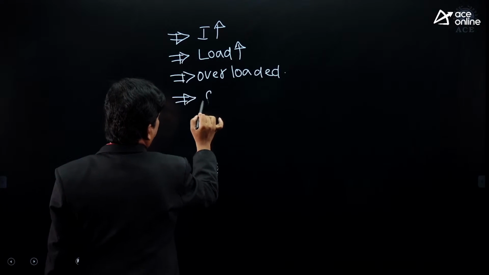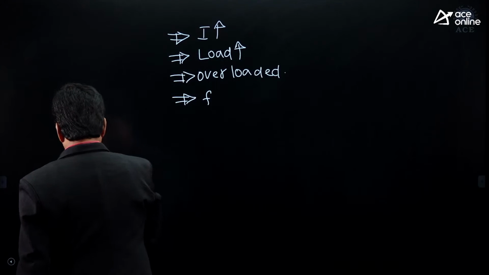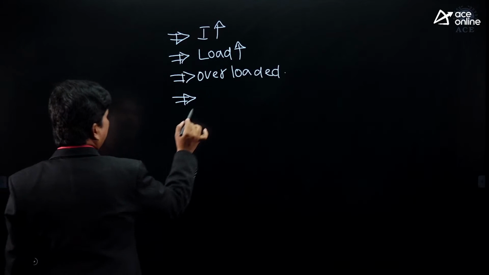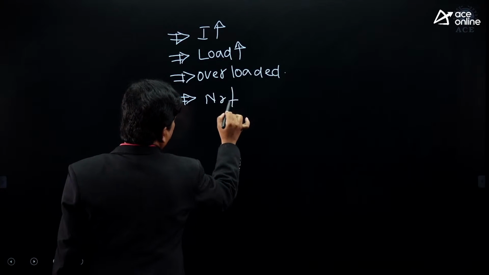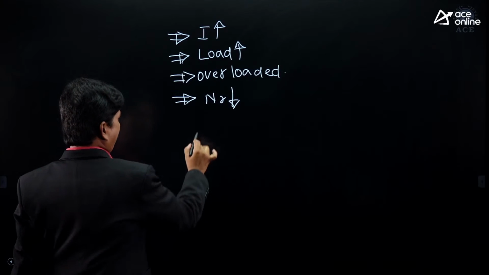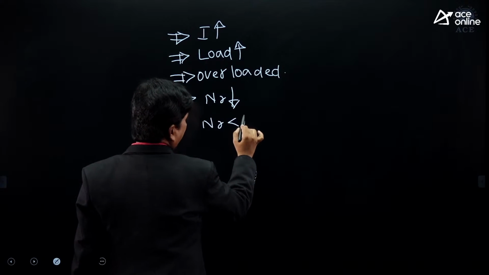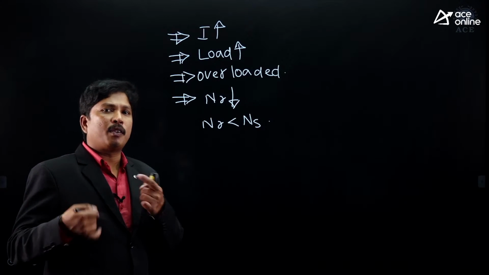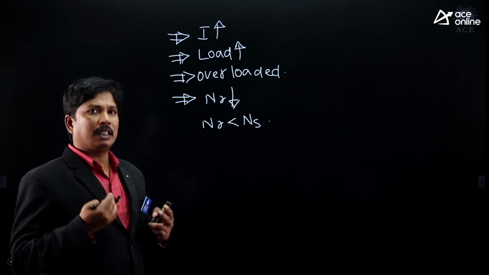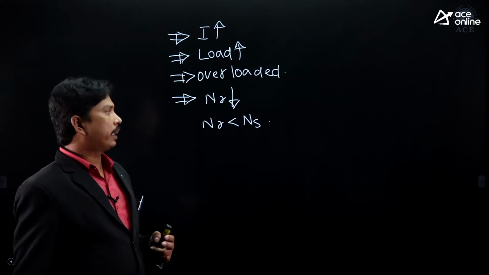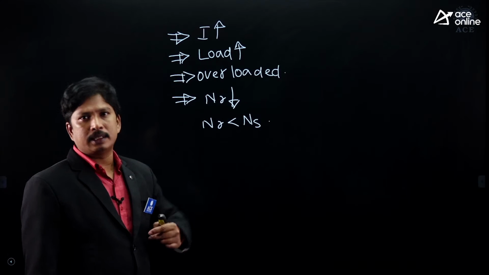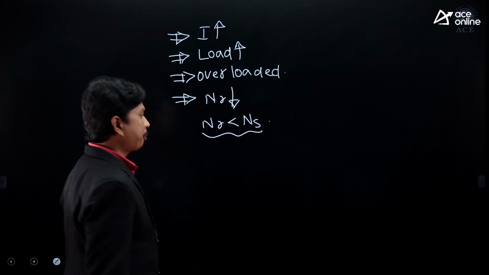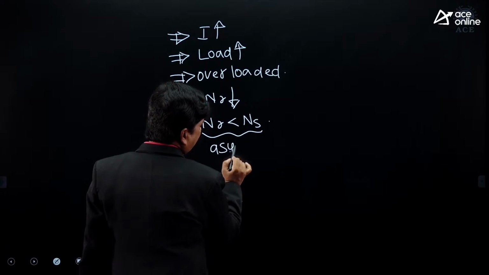Because of that, first of all we have to speak about the speed. As the system is overloaded, the speed of the rotor will be reduced, and that speed of the rotor, NR, is less than the synchronous speed. Because of the overloading condition, the rotor of the generator will be rotating at low speed, so the rotor speed will be less than the synchronous speed. This speed we call asynchronous speed.